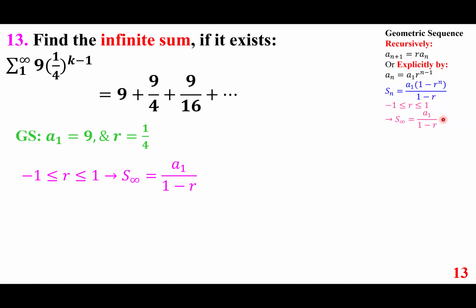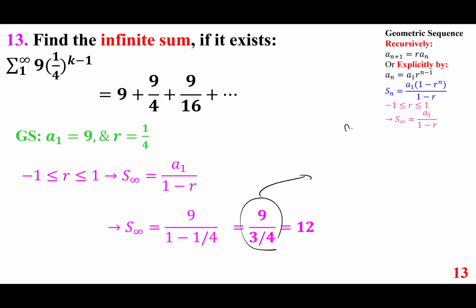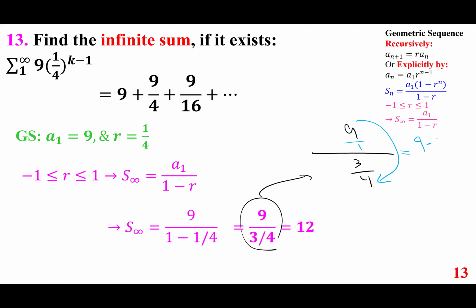Let's plug in. A1 is 9, 1 minus r is 1 minus 1/4, which is 3/4, and 9 over 3/4. It's a complex fraction. It's not a big deal. 9 over 3/4. You can do this: put 1 here. 9 times 4 over 3 times 1. There it is, 36 divided by 3. That is 12, just to show you it can be calculated easily in case.